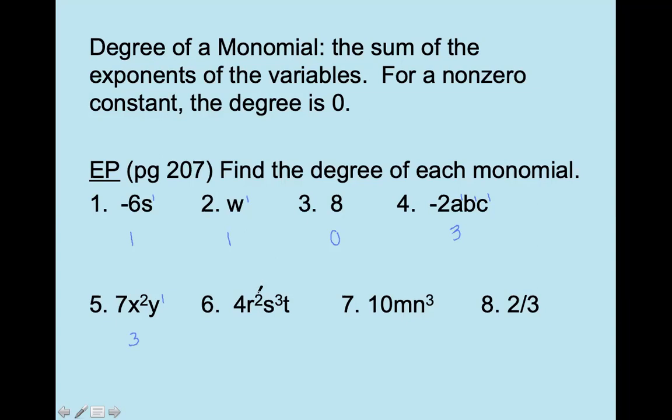Number 6, we have 2 plus 3 is 5. Oh, and there's an invisible 1 here. So 2 plus 3 is 5 plus 1 more is degree 6. All right, on number 7, this is m to the first and n to the third. So our degree is 4. 1 plus 3 is 4. Lastly, this is 2/3. And if it bugs you to look at it that way, you can write it as 2/3. That's a constant and the degree is 0.